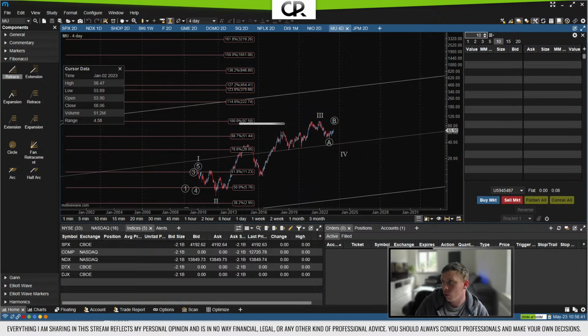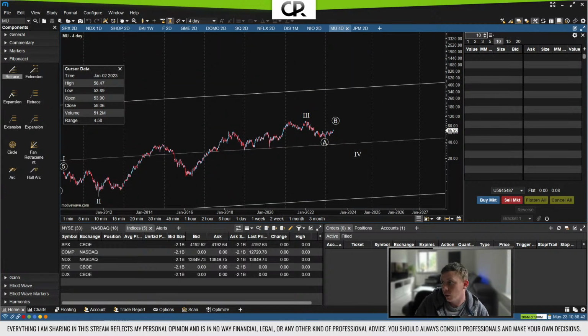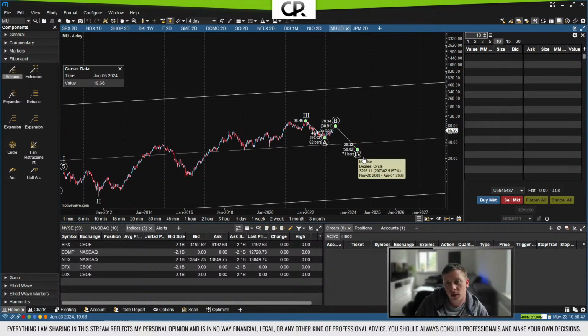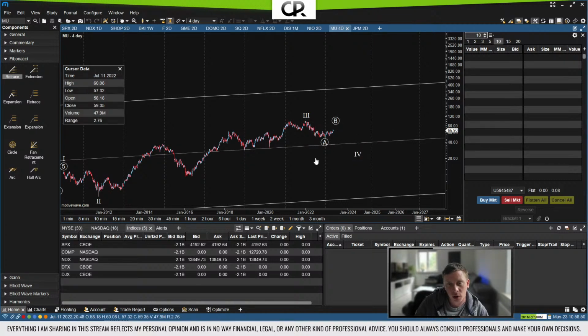Let's check MU. Set price alert. Yeah, we have one at 35. So 35 would be the point where we would say, let's look into re-entering that position, or entering that position long to benefit from a potential 5th wave.